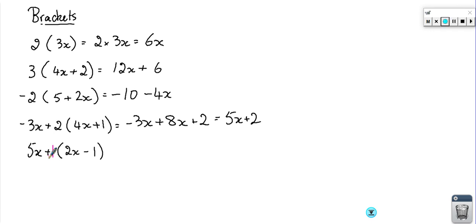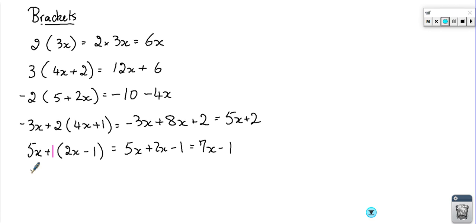So in this case, I have 5x. I'm going to multiply the bracket by 1, which means the bracket will not change. So it's plus 2x minus 1. 5x and 2x are like terms. So simplifying, I get 7x minus 1. Pay attention for this one.